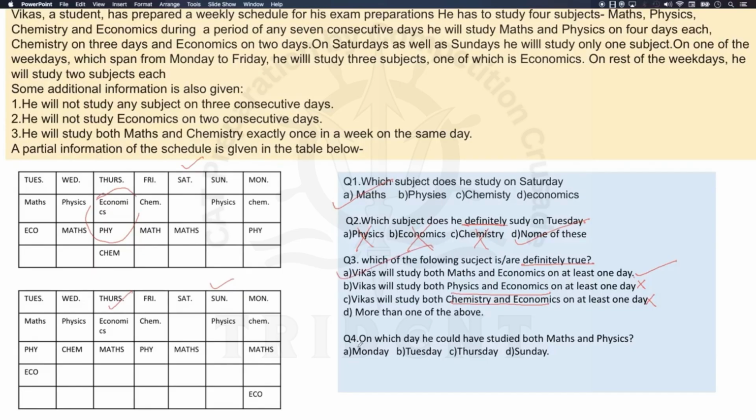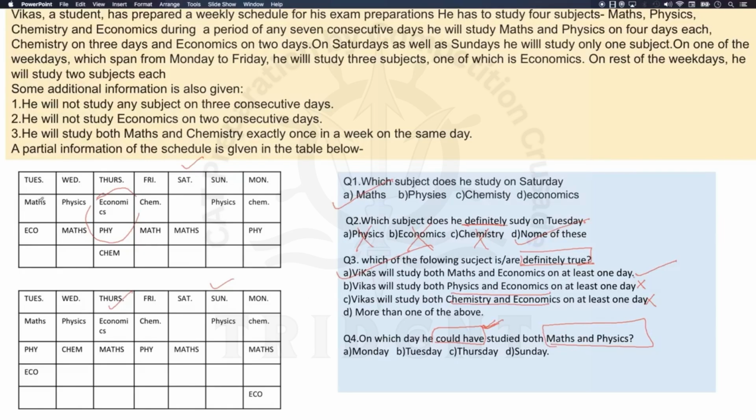Now let's answer the fourth question. On which day he could have studied? He could have studied. So we just need to see a possibility. Okay, maths and physics. Need to be very clear. Could have and definitely true. Definitely true will stand correct in all the possible cases. Could have, we can consider any of the cases. Okay, so could have studied maths and physics.